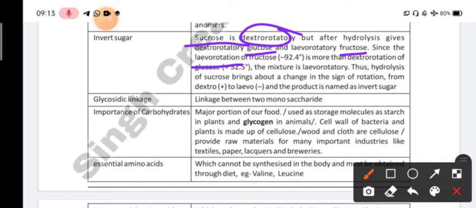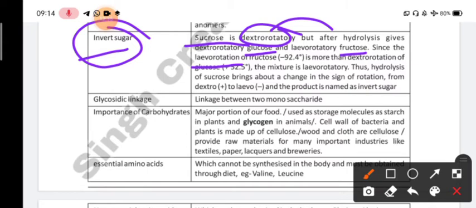So although sucrose is dextrorotatory, after hydrolysis it gives fructose and glucose. The fructose is levorotatory and has a higher amount of levorotation, due to which the mixture of fructose and glucose becomes levorotatory. So after hydrolysis, the dextrorotatory sucrose becomes a levorotatory mixture of fructose and glucose. That is why a change in rotation occurs, from dextrorotatory to levorotatory. That is called invert sugar. Okay. And the linkage between two monosaccharides is called a glycosidic linkage.